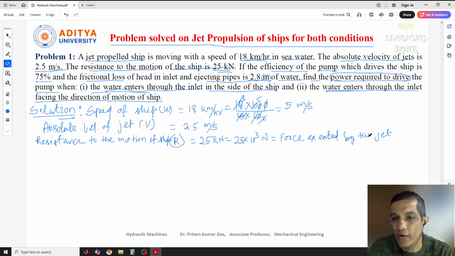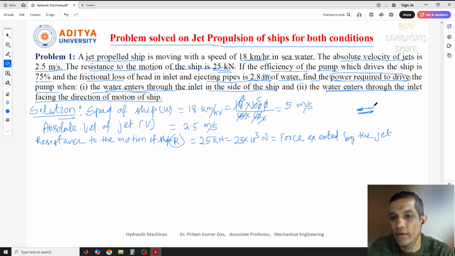Okay, because we know that when the ship is moving in this direction, one resistance is opposing this motion, and that resistance value is given, which is nothing but the force which is exerted by the jet.